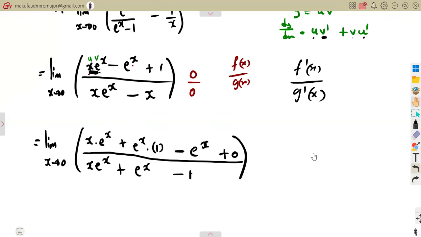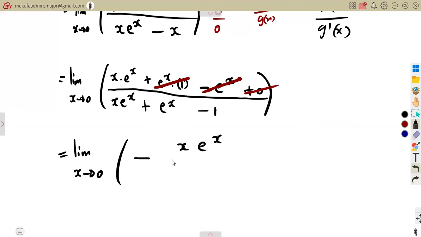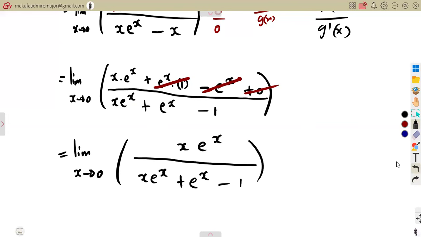Okay, so that is what you're going to have in this case. On the numerator, we have got the like terms, e to the exponent of x and e to the exponent of x. These are the same, so this will cancel. There we've got a 0 there. So before you apply the limit, you can also just try to simplify. So that is x e to the exponent of x, everything over x e to the exponent of x plus e to the exponent of x minus 1.